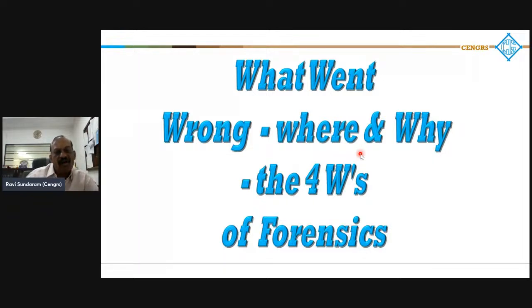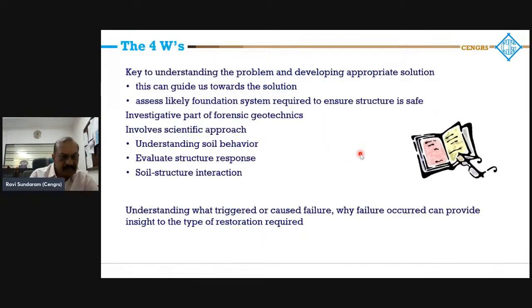What went wrong, where, and why? These are the four W's of forensics. So, in forensics, we are talking about four W's: what went wrong, where, and why. So, in every case, you should evaluate this. This is the best way to identify the root cause. So the four W's are the key to understanding the problem and developing an appropriate solution. This can guide us towards the solution.